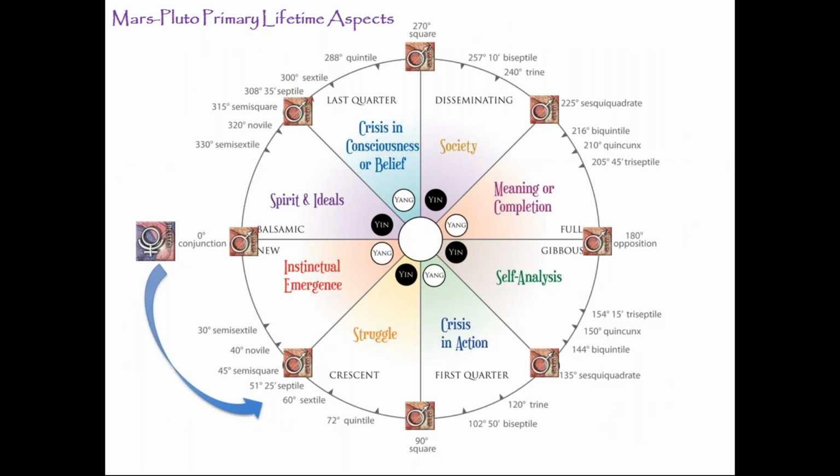And so here is an example for you visually of looking at Pluto as the 0 point. And then Mars at 0, Mars at 45, Mars at 90, showing you those 8 specific aspects that Mars and Pluto will make to each other in those primary lifetimes.